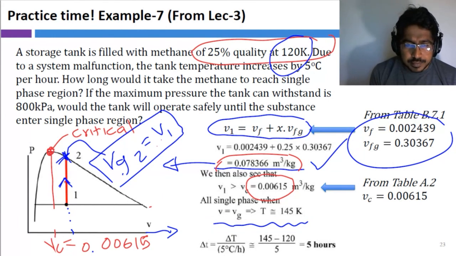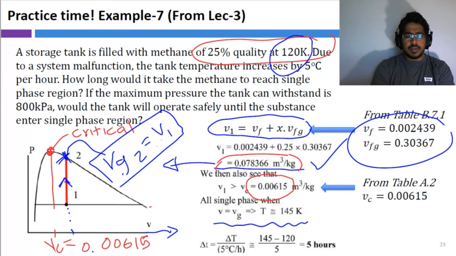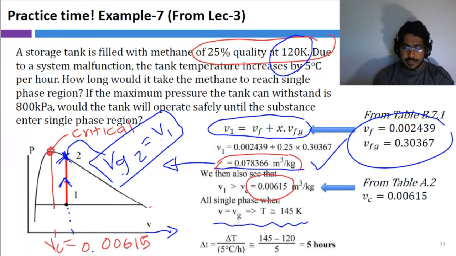Do I make sense? Is anything not clear up to this point? How did we arrive at 145 Kelvin, or anything else?